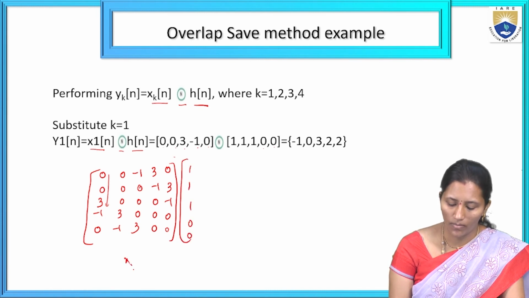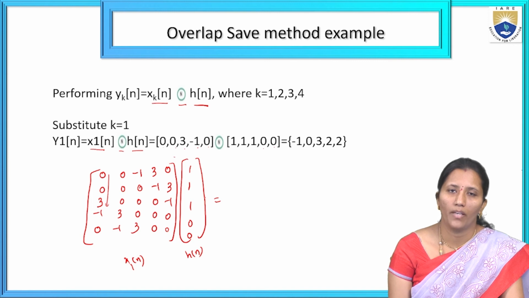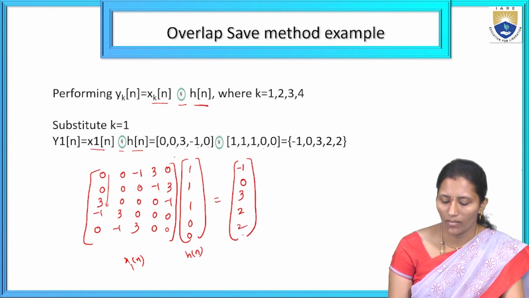This is x1 of n. We are circular convoluting with h of n. So we just have to perform matrix multiplication. We will get here 1, 0, minus 1, 0, 3, 2, 2. This is y1 of n.